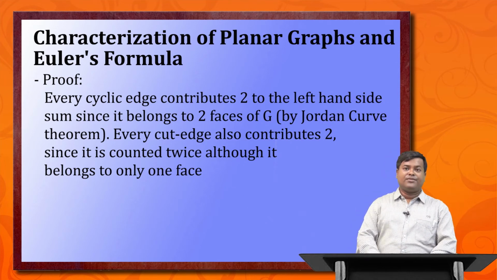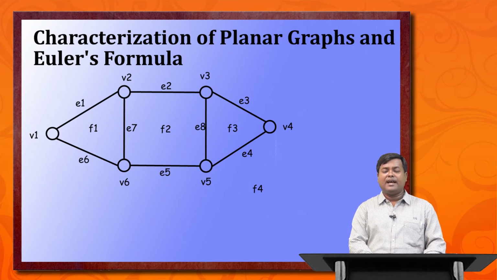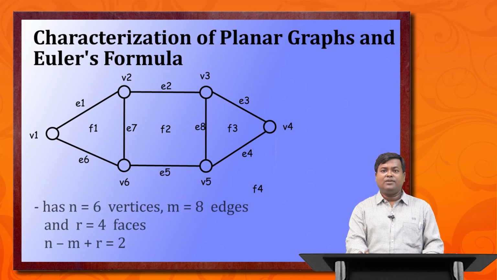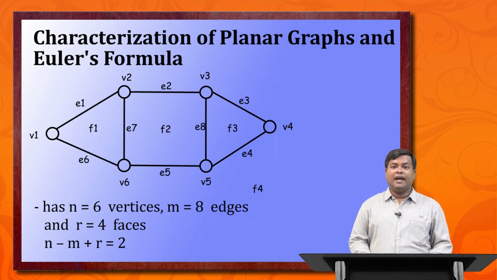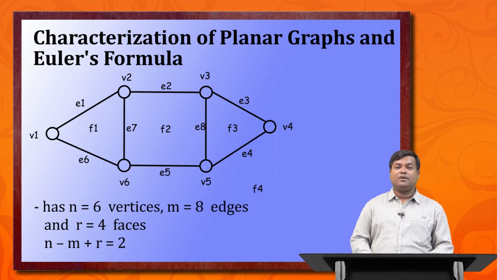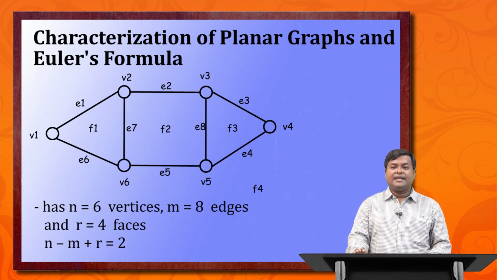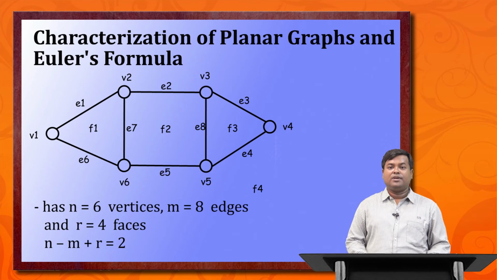Now let's have a few more examples. So let's have a graph G. This graph has many vertices, edges and faces. What we found is it has n equals 6 vertices, v1 to v6, m is 8 edges, e1 to e8, and r is 4 faces, f1, f2, f3, and the exterior region f4. Now if we check this formula, n minus m plus r, 6 minus 8 plus 4, this will give us 2.